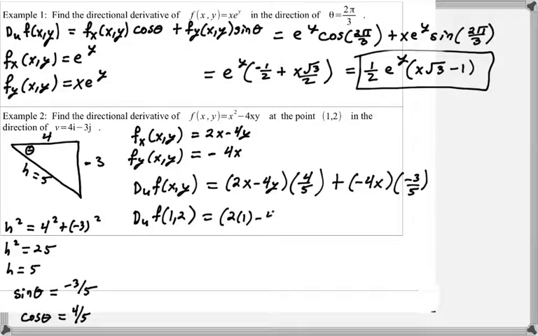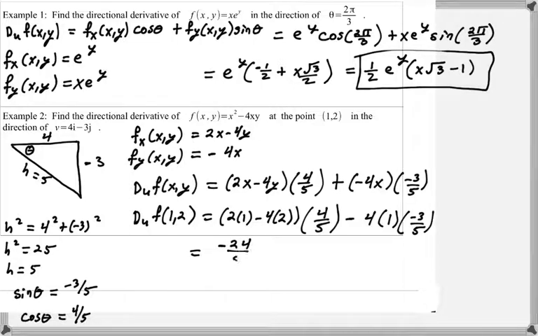So we have 2 times 1 minus 4 times 2, times the quantity 4/5, and then plus, well, I guess I didn't absorb the negatives yet, so negative 4 times 1 times negative 3/5. Okay, so it's going to give us negative 24 over 5, and then plus 12 over 5. And so that's going to give us negative 12 over 5.